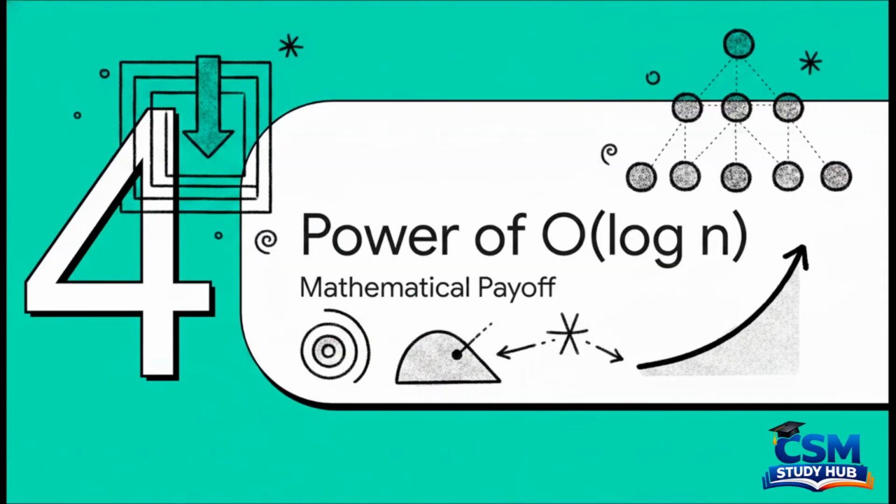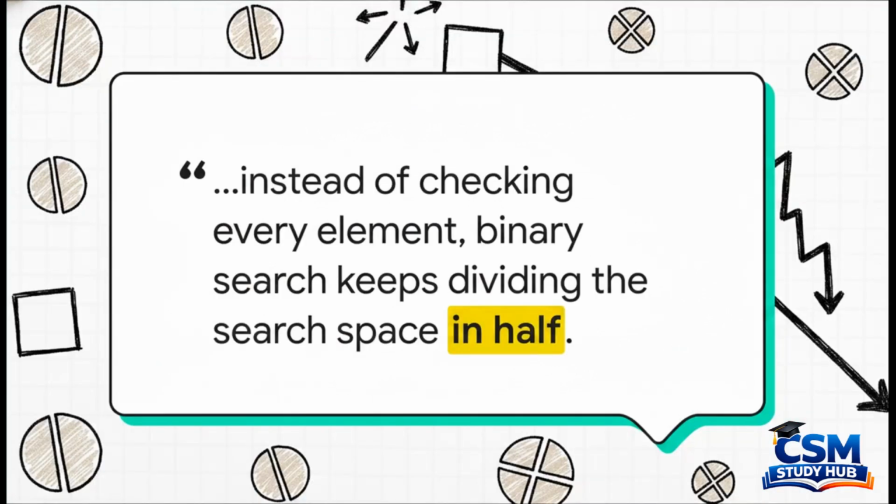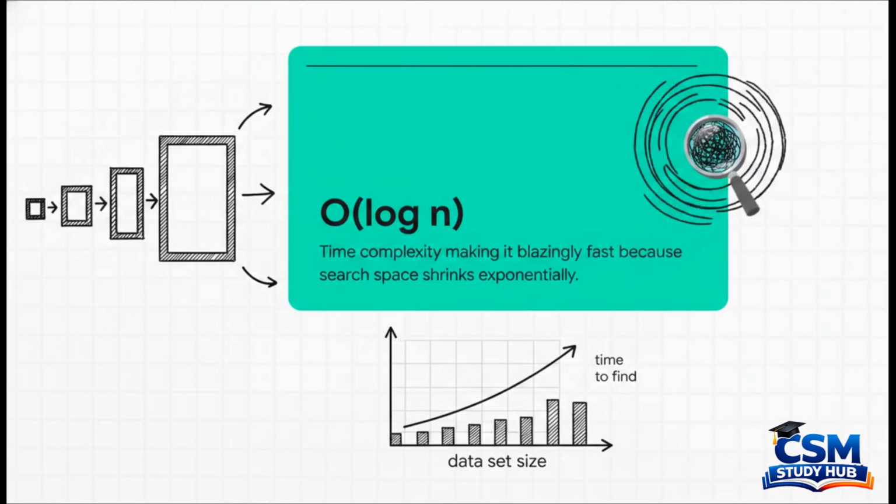Let's talk about the mathematical payoff here. The core principle here is that instead of checking every element, binary search keeps dividing the search space in half. And honestly, it really all comes down to that one word, half. When you divide something in half over and over and over again, it approaches 0 incredibly fast. You're not just chipping away at your workload, you are aggressively collapsing it. And that aggressive collapsing is exactly what's represented by this definition, O log n.